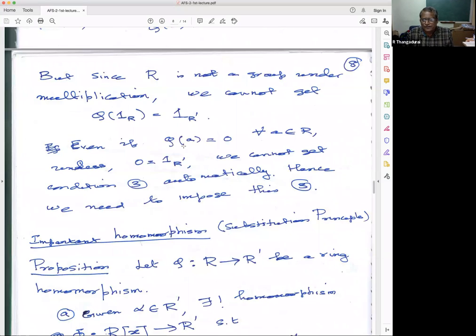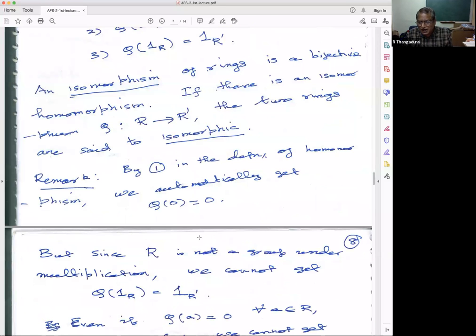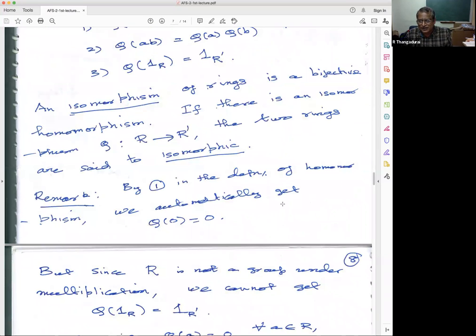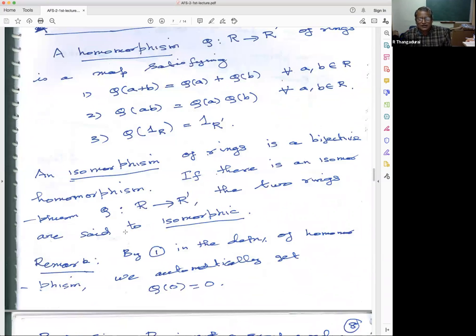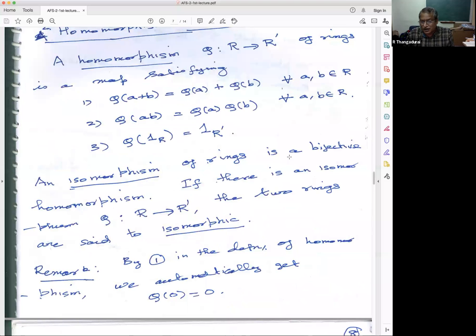Okay, suppose, and also note that because of this definition, 1_R goes to 1_R', the zero map is not a ring homomorphism anymore, unless R' is a zero ring. Why? Suppose φ(a) is zero for all a in R, then 1_R will also go to zero. But 1_R should go to 1_R', so unless this 0 and 1_R' are the same, we cannot say it is a homomorphism according to our definition.